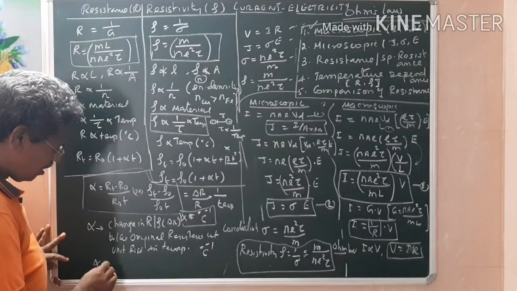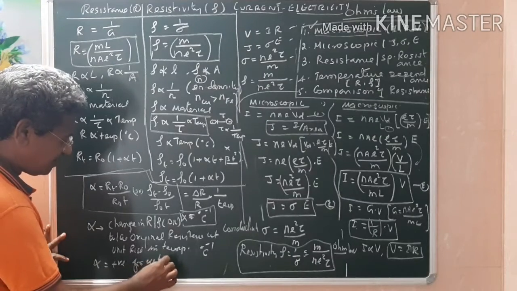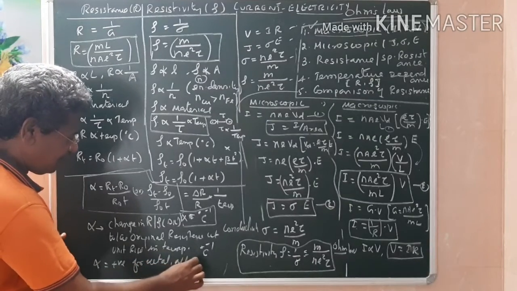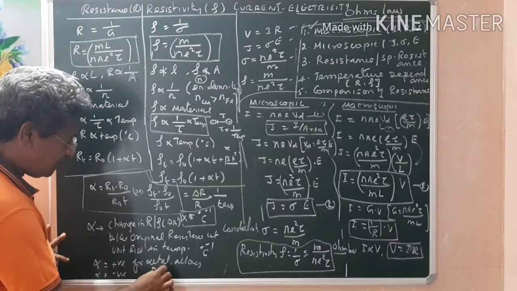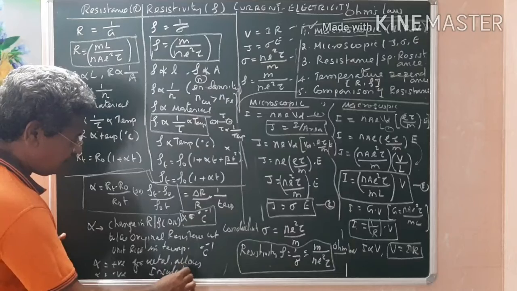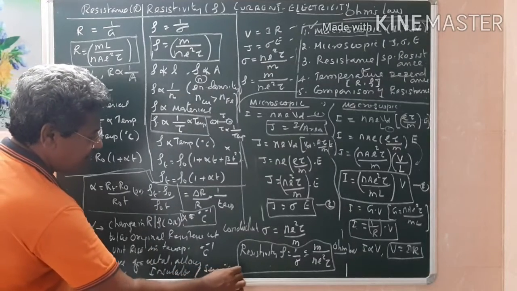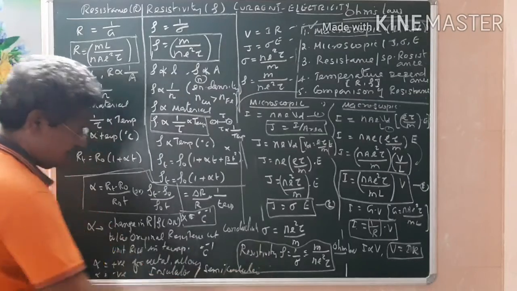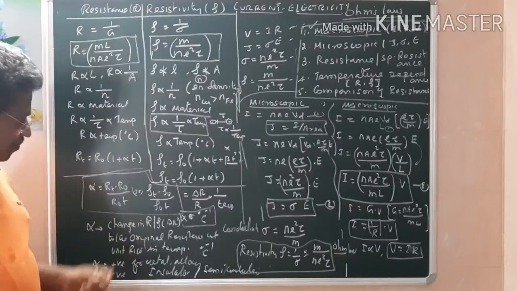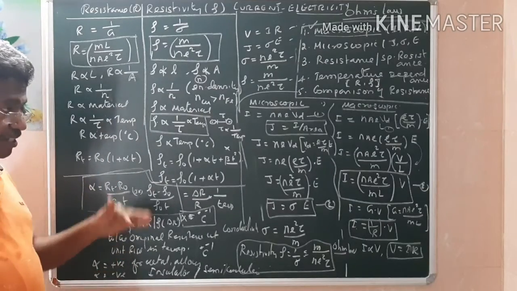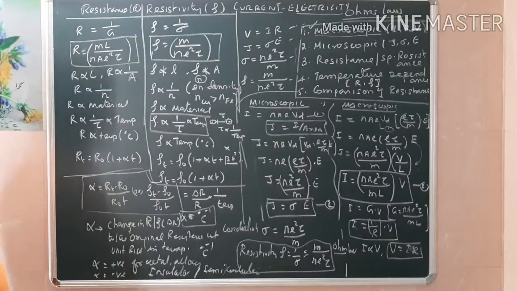And one more thing, alpha is positive for metals and alloys, and alpha is negative for insulators and semiconductors. Very important. When it is positive, it means when the temperature increases, resistance also increases. When it is negative, it means when the temperature increases, resistance decreases. This we are going to discuss in detail in the next class also.